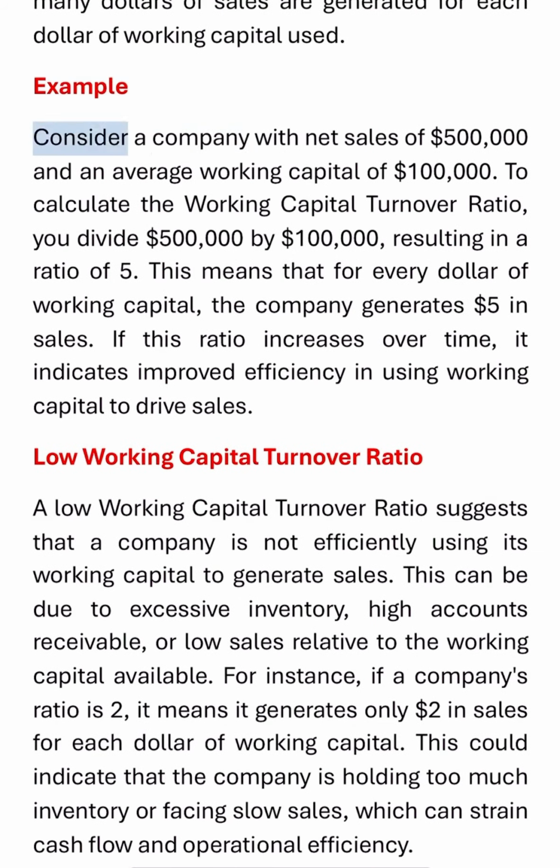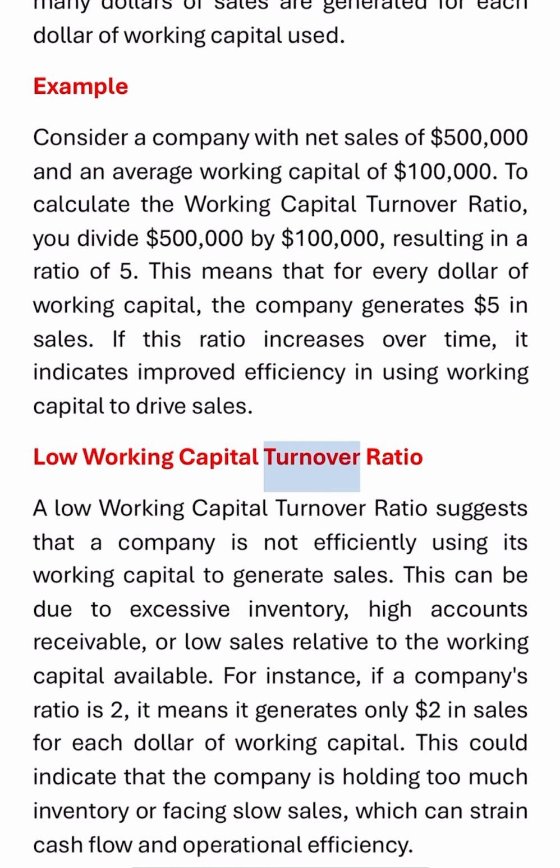Example. Consider a company with net sales of $500,000 and an average working capital of $100,000. To calculate the working capital turnover ratio, you divide $500,000 by $100,000, resulting in a ratio of 5. This means that for every dollar of working capital, the company generates $5 in sales. If this ratio increases over time, it indicates improved efficiency in using working capital to drive sales.